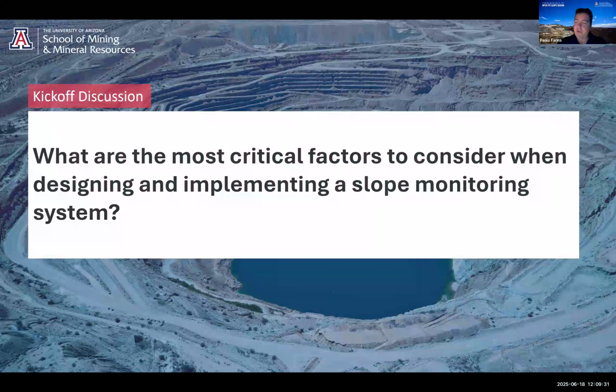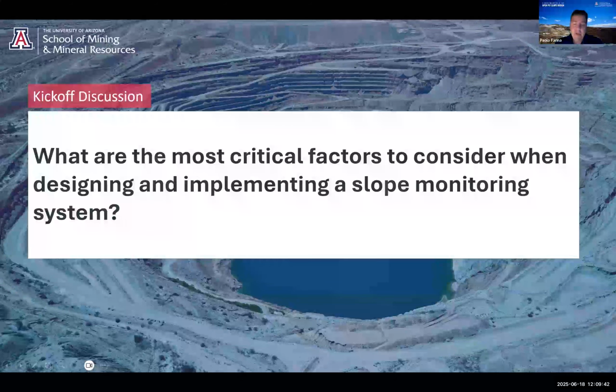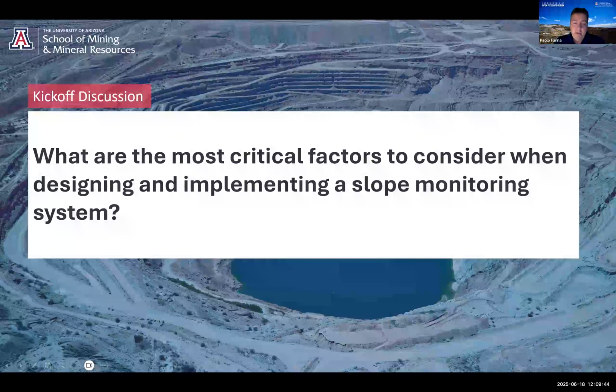I can try to address this first. Thank you. So from my perspective, first of all, when it comes to designing and implementing a slope monitoring system, the most important point is the question to be addressed. Is the monitoring system supposed to be a safety critical monitoring system or simply an investigative monitoring system for strategic monitoring? These are probably the two main points to be clarified at the beginning.